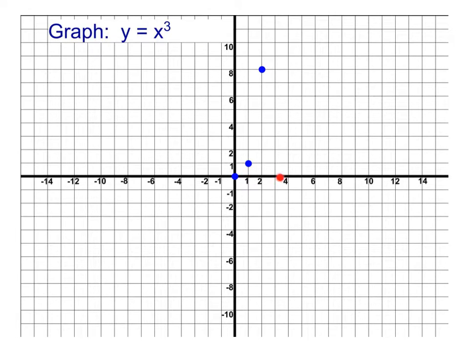All right, let's see what happens when x is 3 now. What's 3 cubed? 27, yes, because 3 times 3 times 3, that's 27. That's definitely off our graphing grid. And so we aren't going to be able to plot that one.